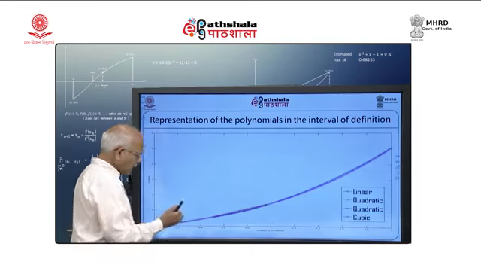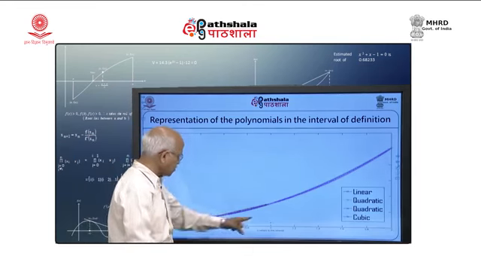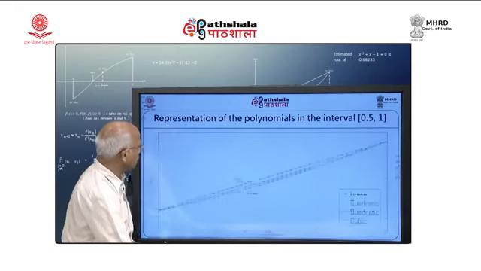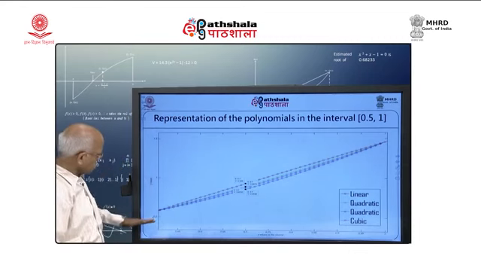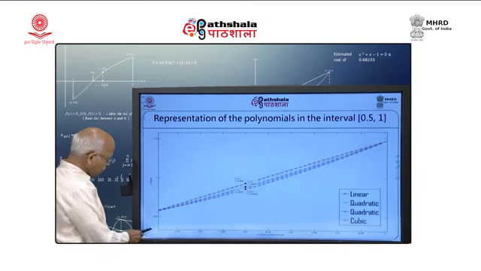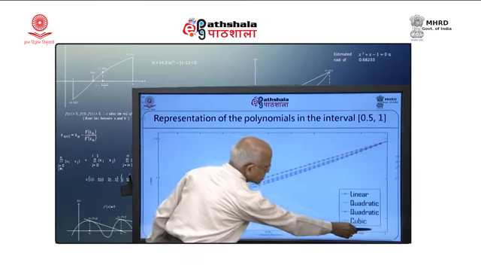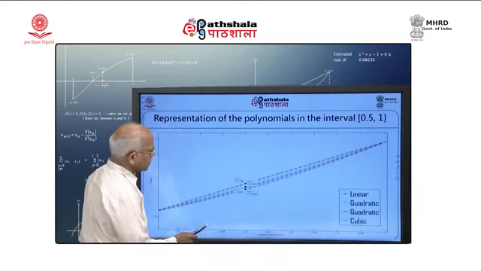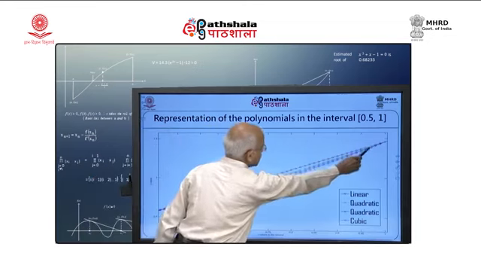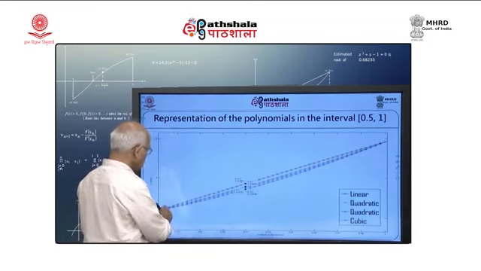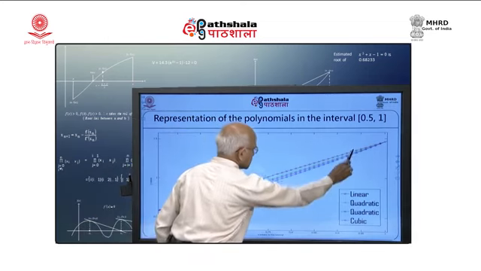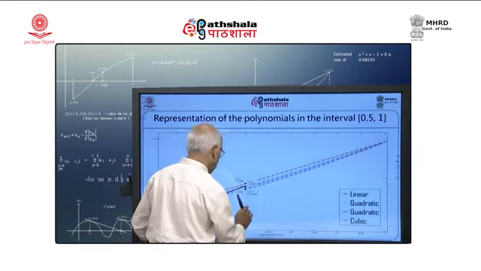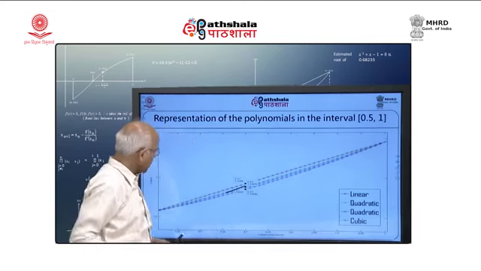If you look at this, the smallest interval here is 0.5 to 1. So, if I restrict my graph to this smaller interval, then it will give you a clear picture as to what is happening. So, this is my 0.5 and this is 1. You can see that linear is given by this particular line. Then there will be a green quadratic, and another quadratic given by this blue color, and then the cubic will be magenta.